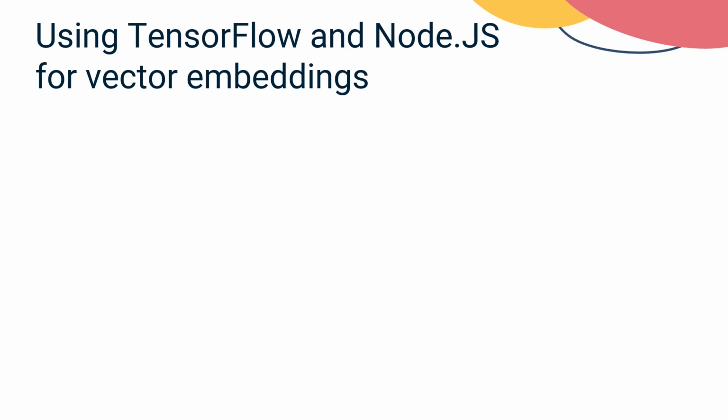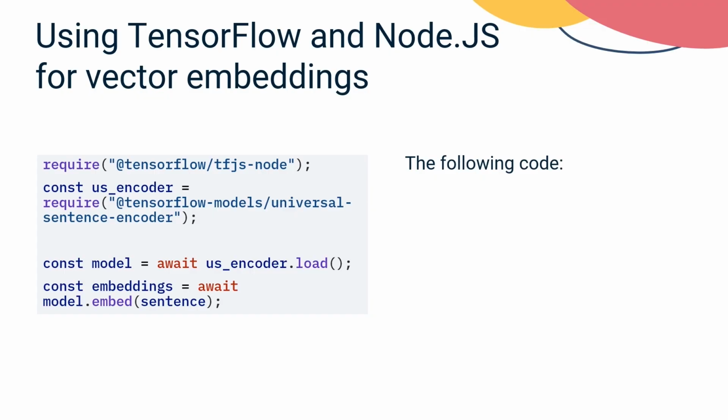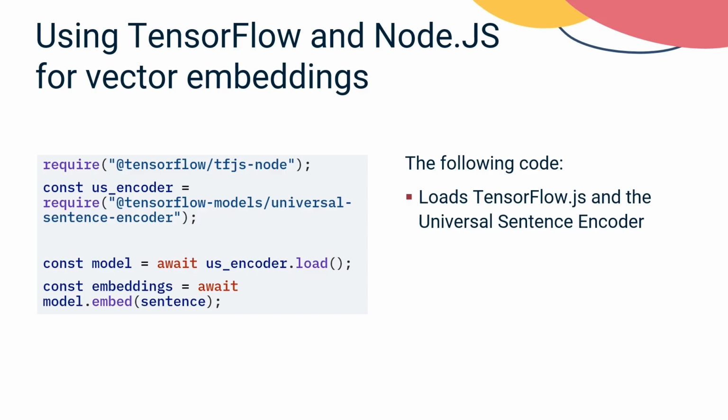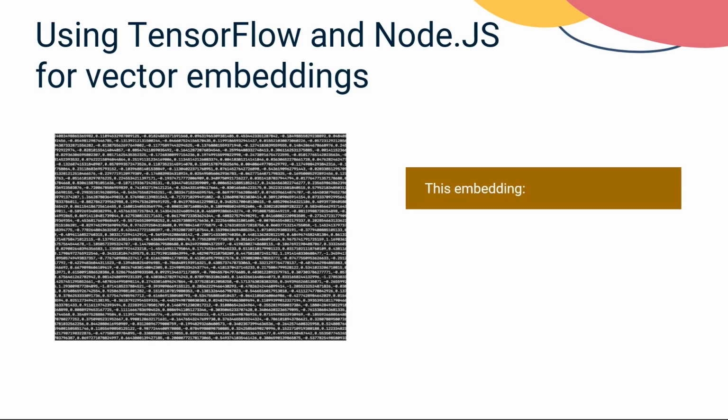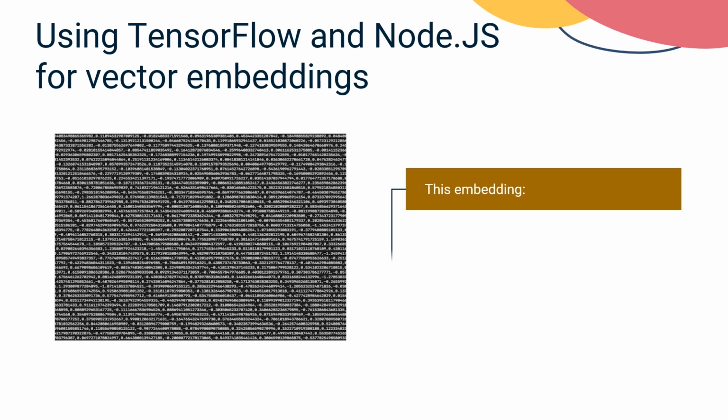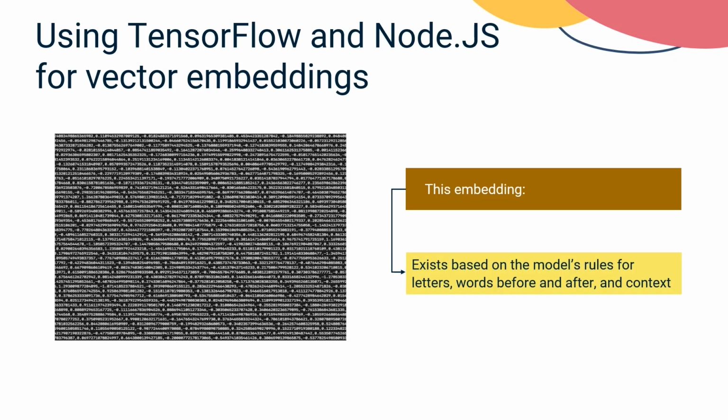Next, experience how to create an embedding for a Node.js application. The code first includes TensorFlow for the JavaScript package and loads the TensorFlow Universal Sentence Encoder. The TensorFlow Universal Sentence Encoder is a pre-trained model in your JavaScript file. You then load the model and embed the sentence in the model. This action returns the vector embedding as a float array. Next, examine this sample array of the word hello generated using TensorFlow embedding. This embedding has a float array of length 512 and is not in a human inferable form. This embedding exists based on the model's training, which considers many aspects of the word, such as the letters, the words before, the words after, and the word's overall context.